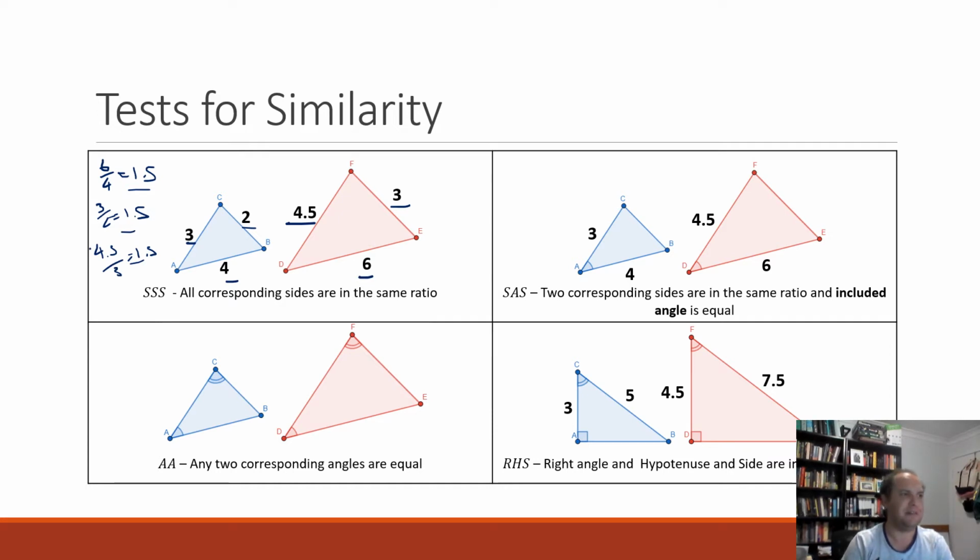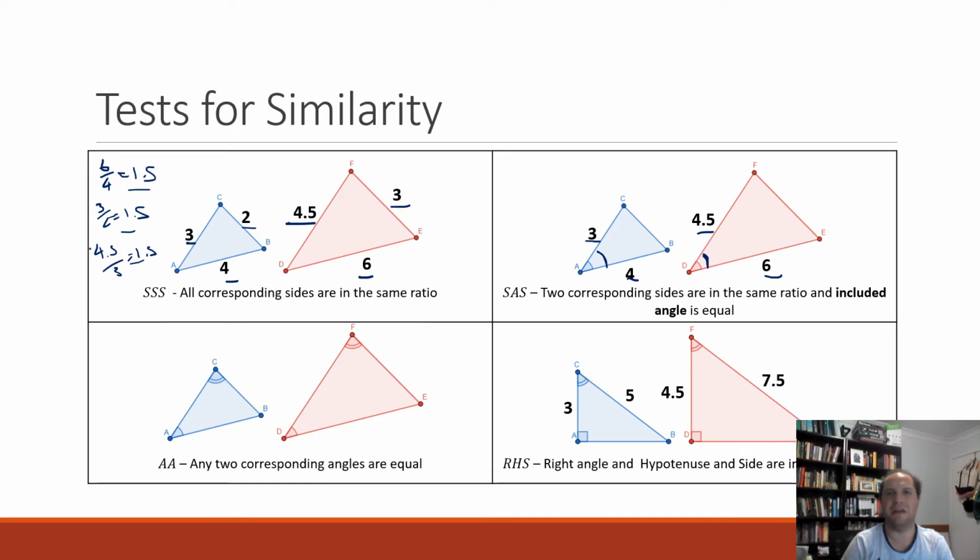Similarly, you can see for our second set of triangles, again our corresponding sides have the same ratio. It's still 1.5. And this time the included angle, the angle in between our known sides, is equal as well. So similar to our SAS rule test for congruency, but once again the corresponding sides have the same ratio, they're not exactly the same.